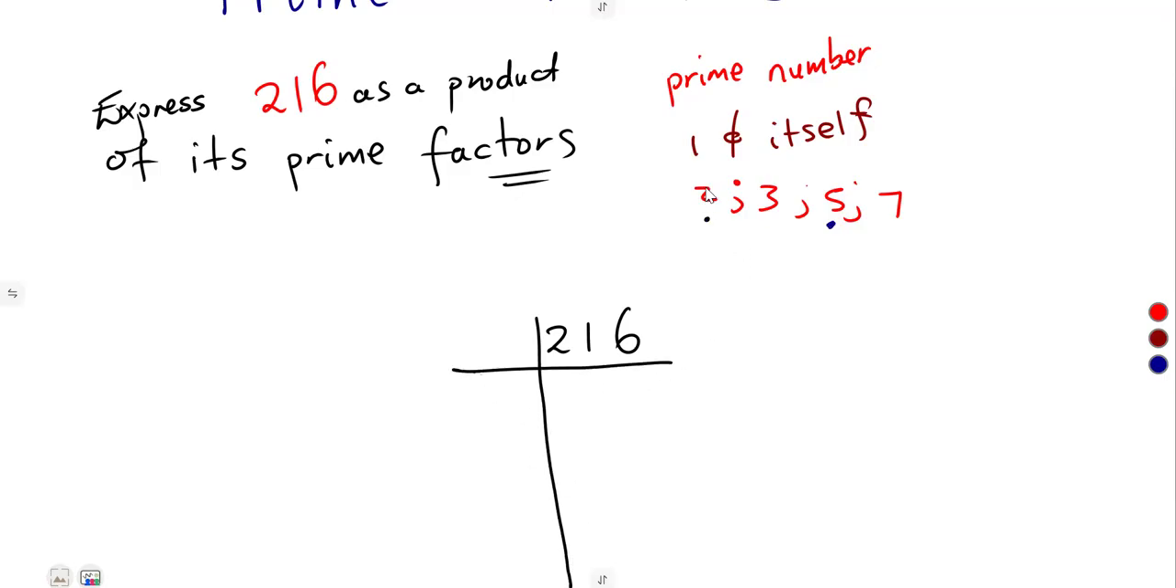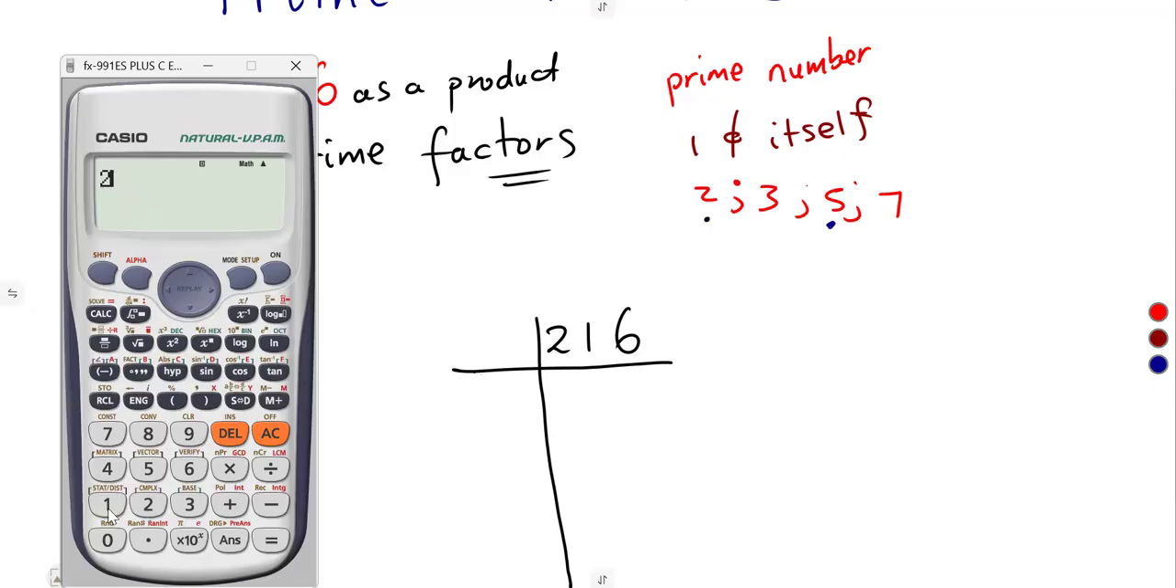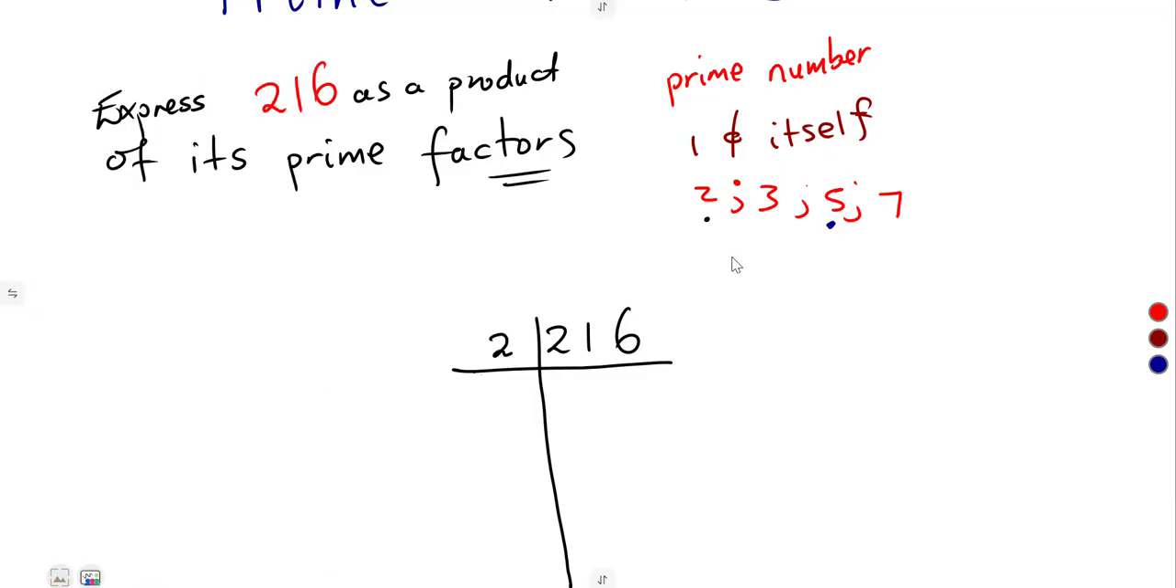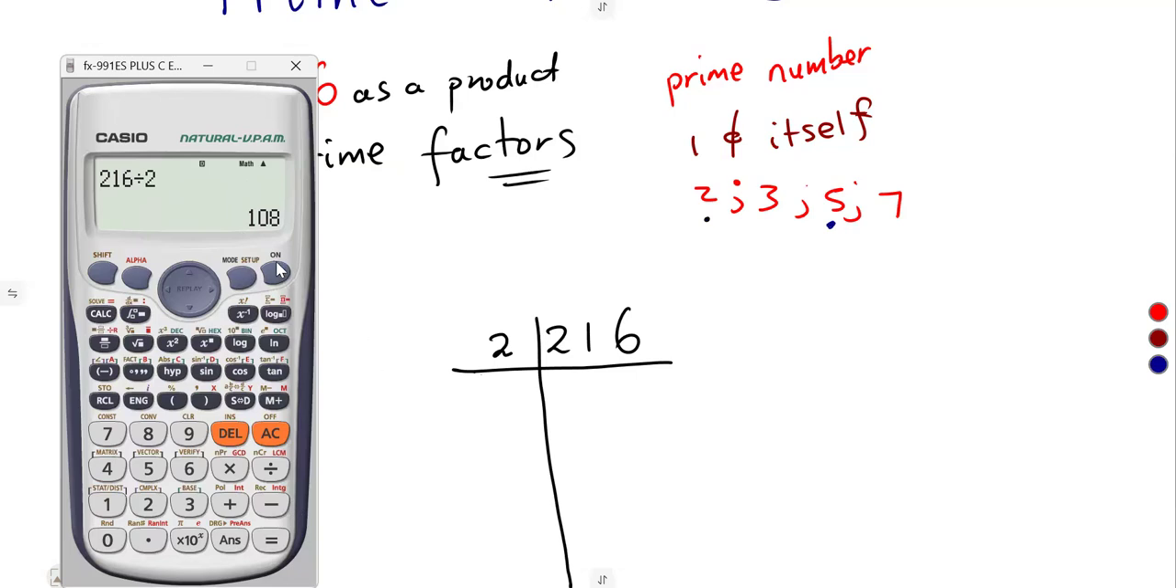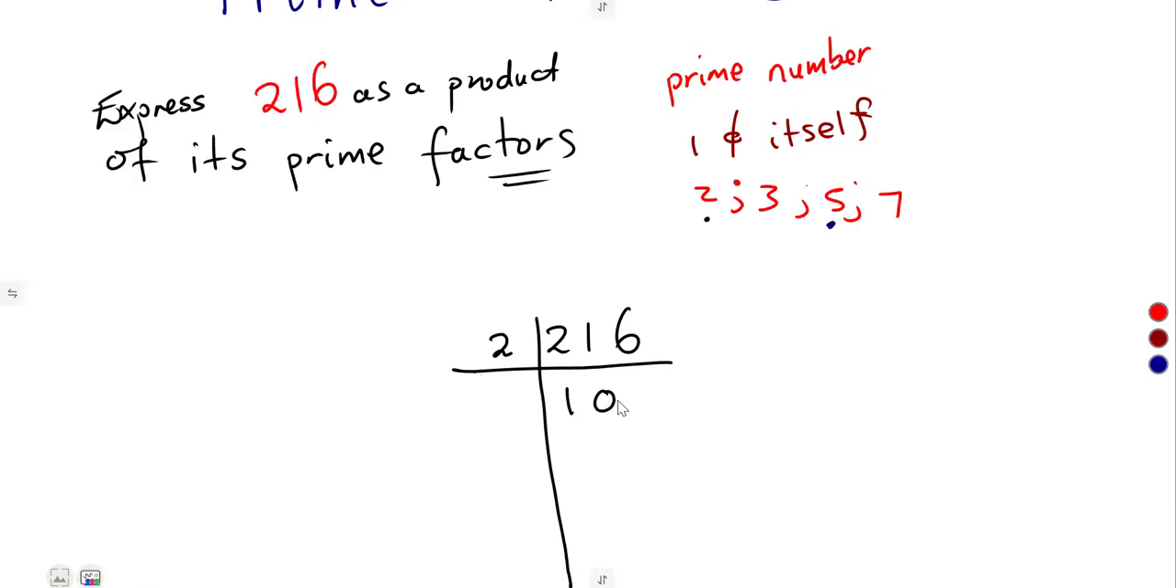The first prime number is 2. So is 2 a factor of this? We can try. Calculator is there. 216 divided by 2, we get 108. So truly it is a factor. 2 is a factor because you are getting a whole number there. So meaning to say we can use 2. That's the smallest. 216 divided by 2, we obtained 108. That's a new number.